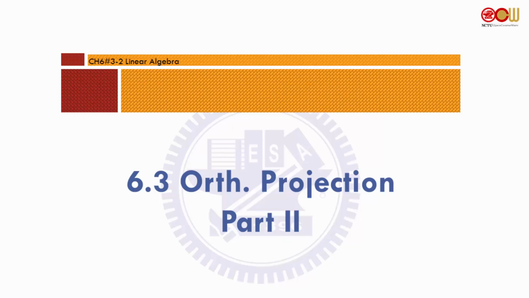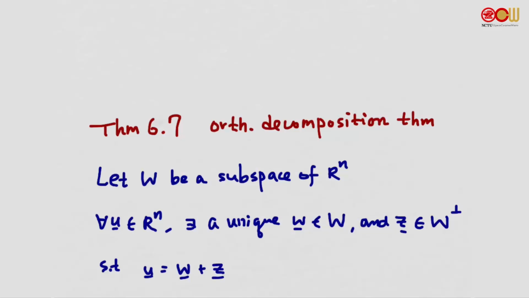We are coming soon to orthogonal projection. First, the orthogonal decomposition theorem. W is a subspace of Rn. For any u in Rn, we can find a unique vector w in W and a vector z in W perp, so that u is the sum of the two.